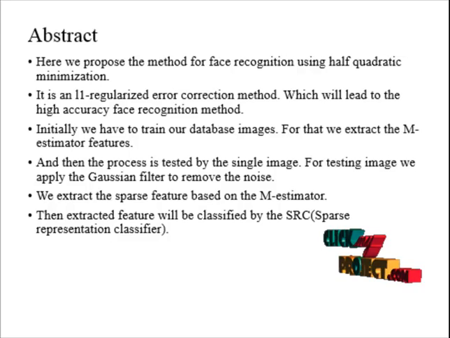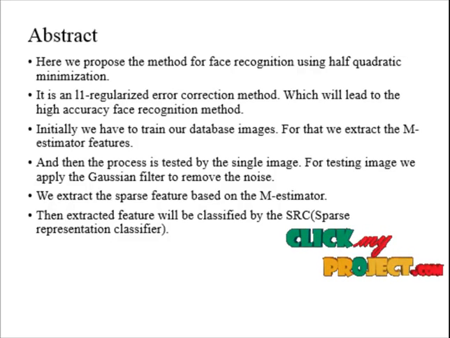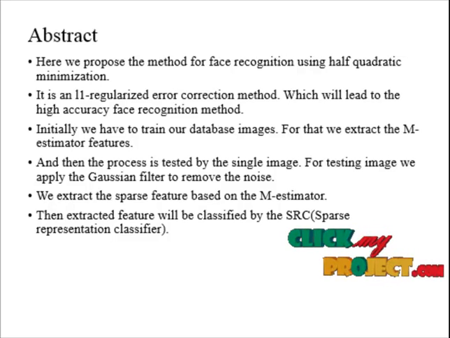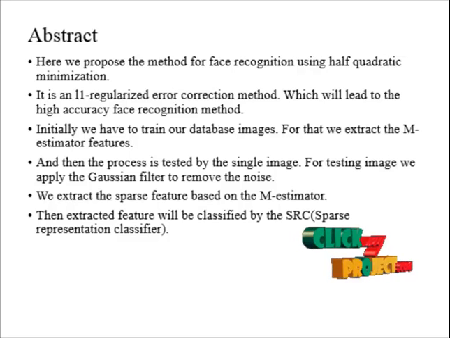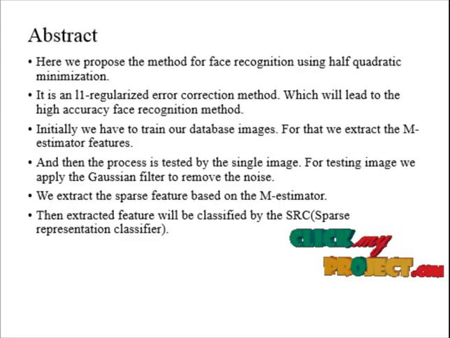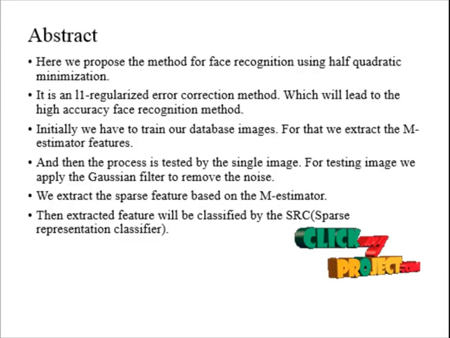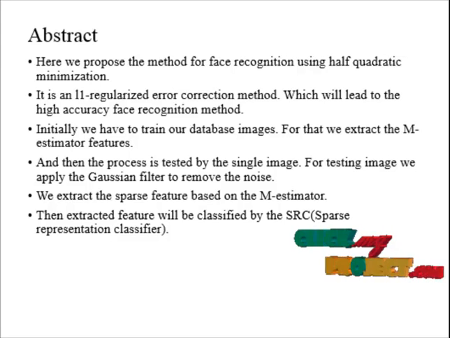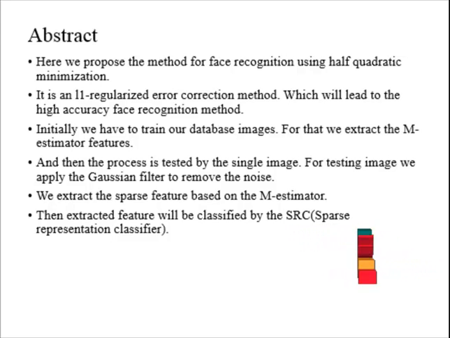Initially, we train our database images. For that, we extract M estimator features, and the process is tested using a single image. For testing, we apply the Gaussian filter to remove the noises from the input image. Then we extract the sparse-based features based on M estimator. Then the extracted features are classified using the sparse representation classifier.